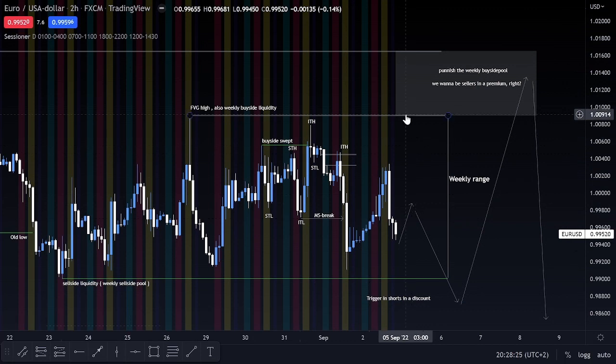So how can we use this to be intraday traders? Well, this is a range, so if you don't like trading inside ranges, just wait for price to break out on each side and see if you get a reversal pattern.